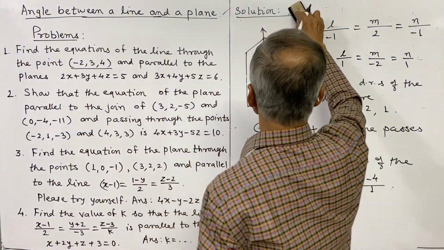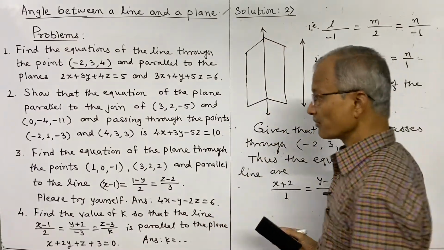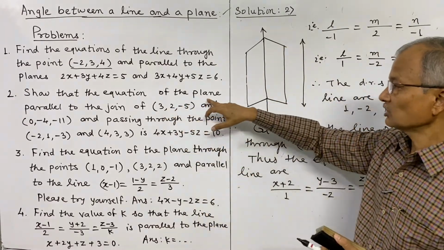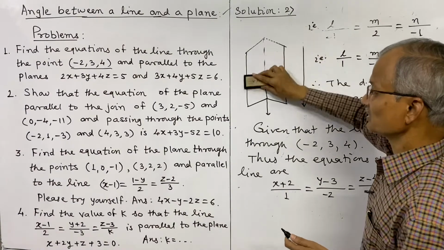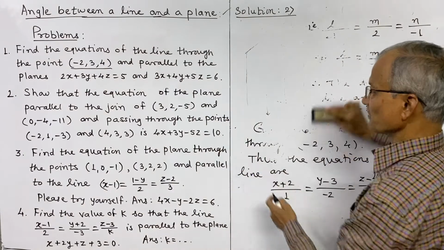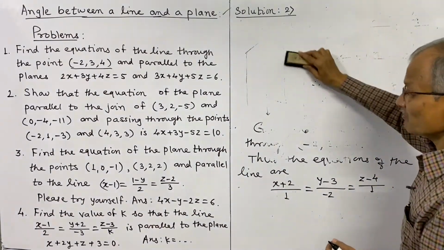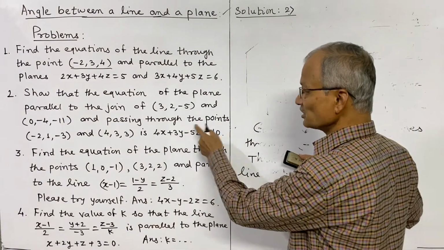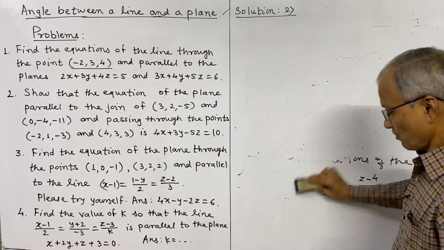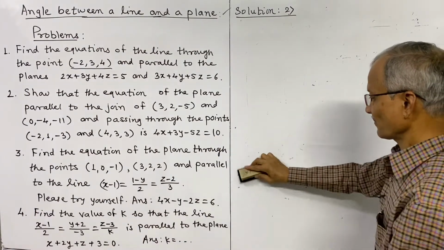Now we shall consider the second one. See the second problem. What is given in the second problem is: show that the equation of the plane parallel to the join of these points, 3, 2, minus 5 and 0, minus 4, minus 11, and the plane passes through these points, 2, 1, minus 3 and 4, 3, 3, is this one. This must be the answer.